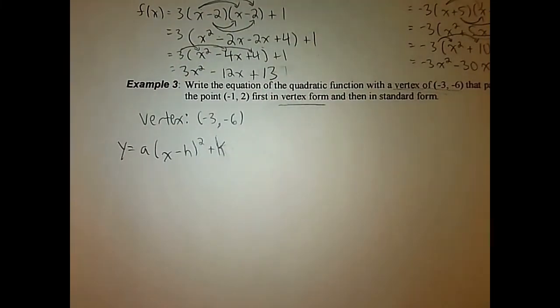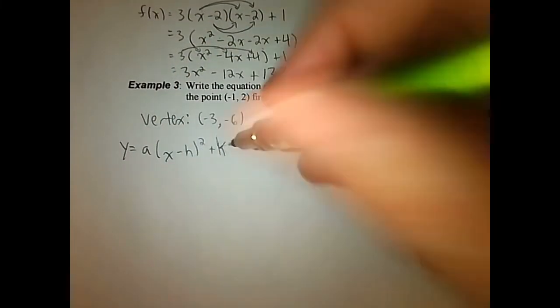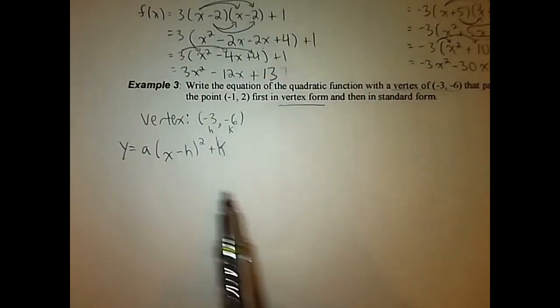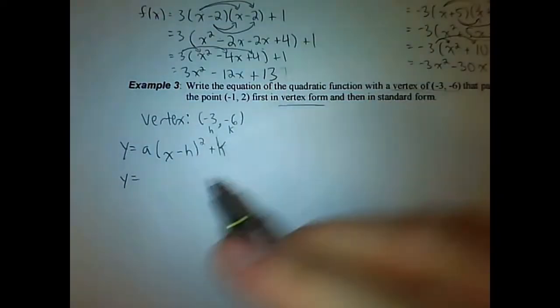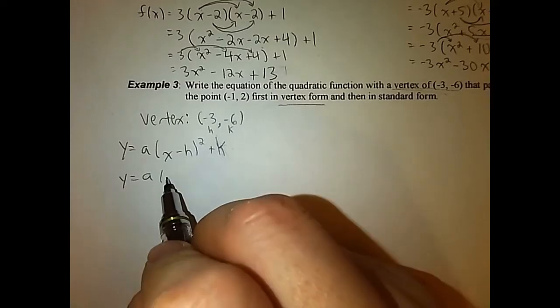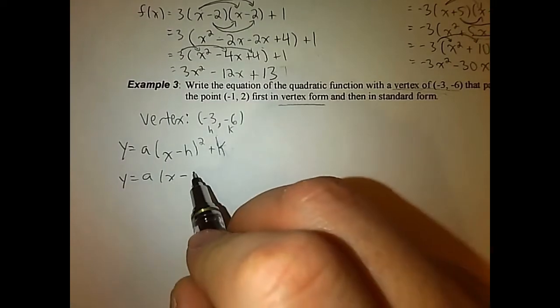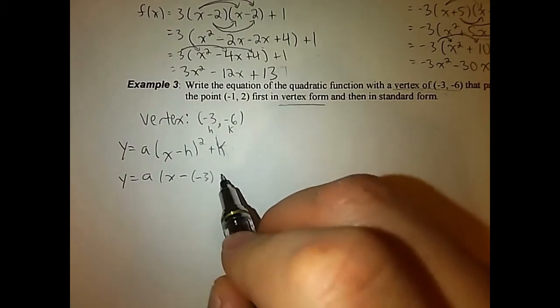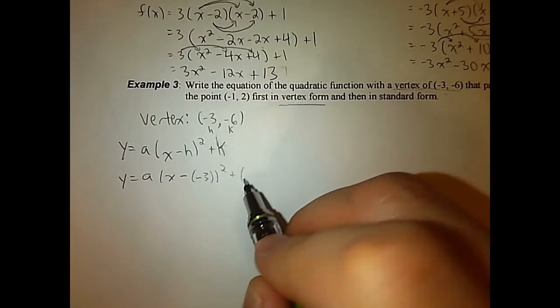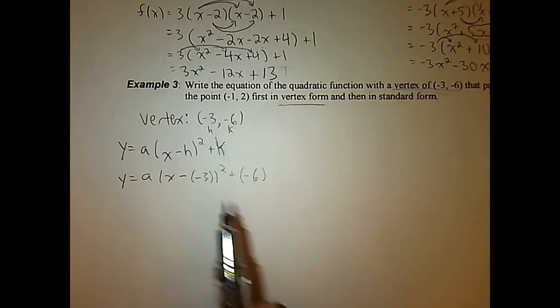Okay, whatever. So the vertex, remember, this is our h value, this is our k value. So let's put that into our h and k value here. y is going to be equal to a(x - (-3))^2 + (-6). Do you have to show all this?